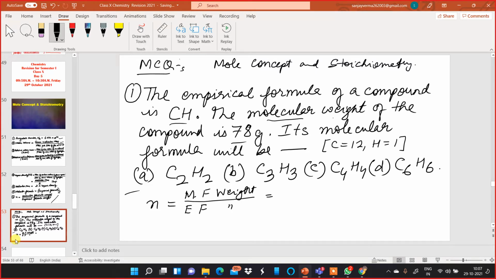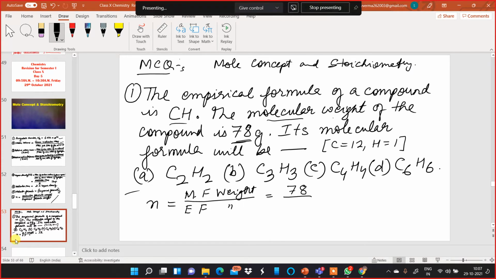So molecular formula weight is given 78. And you calculate the empirical formula weight. How will you calculate? 12 plus 1, 13. So I write over here 13. Because it is CH, no? It is CH over here. So 12, one atom of carbon and one atom of hydrogen. So 12 plus 1, 13. So now 78 divided by 13. 13 1 are 13, 13 2 are 26. How much? It is coming 6. Okay, good. Wonderful. We got the factor as n.